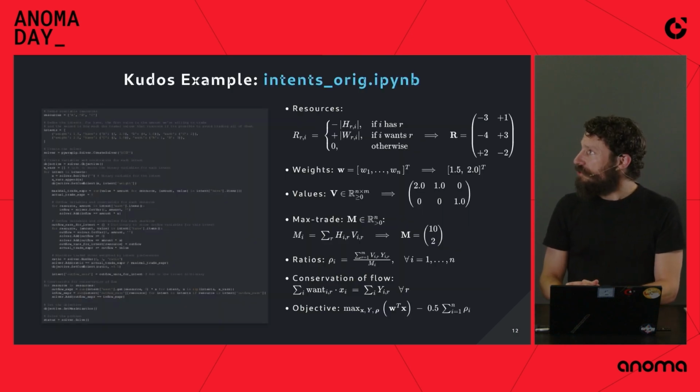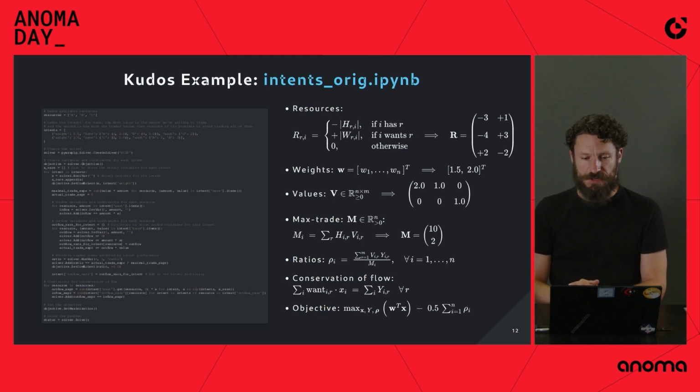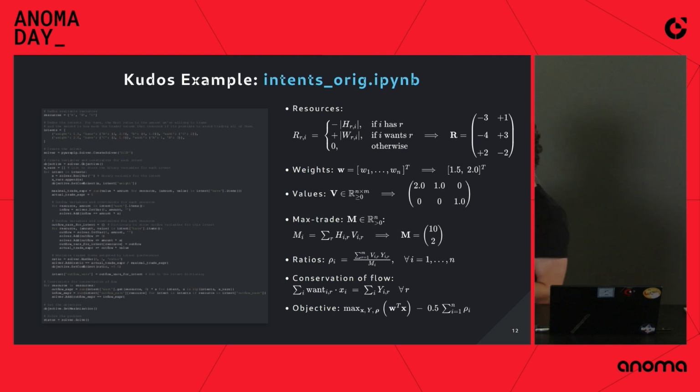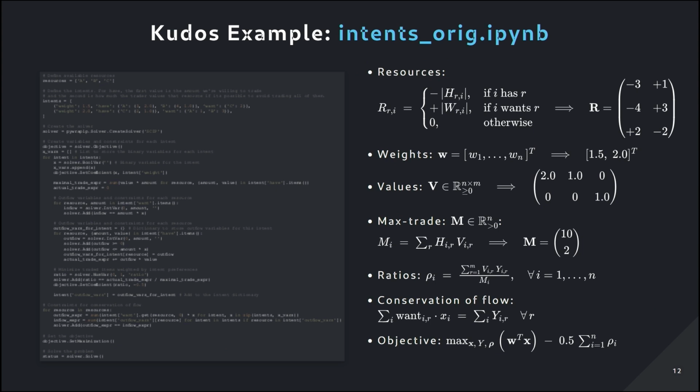Now I want to relate this to one of the examples from Anoma, which is the Kudos example, where we have two agents or two intents that are expressed here in the code. It's a bit tiny, but so be it. So there are weights associated. These two intents, they have their haves and wants, and the haves, they have a value associated, which basically expresses how much the agent values that particular resource that it has.